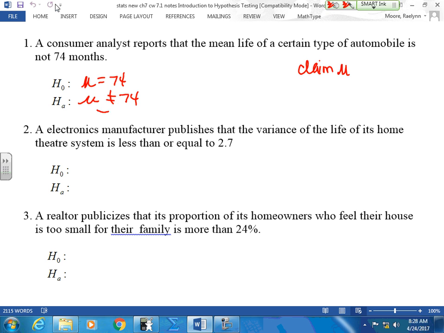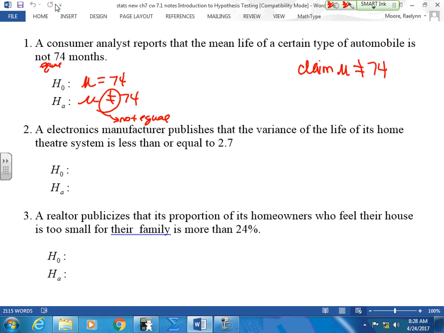So how do we say this? Not equal. Which one is saying not equal? HA. Not 74 months. It could be anything but 74 months, right? Remember, they play with the words a little bit. So this is not equal to 74. That's your claim. Start with that.